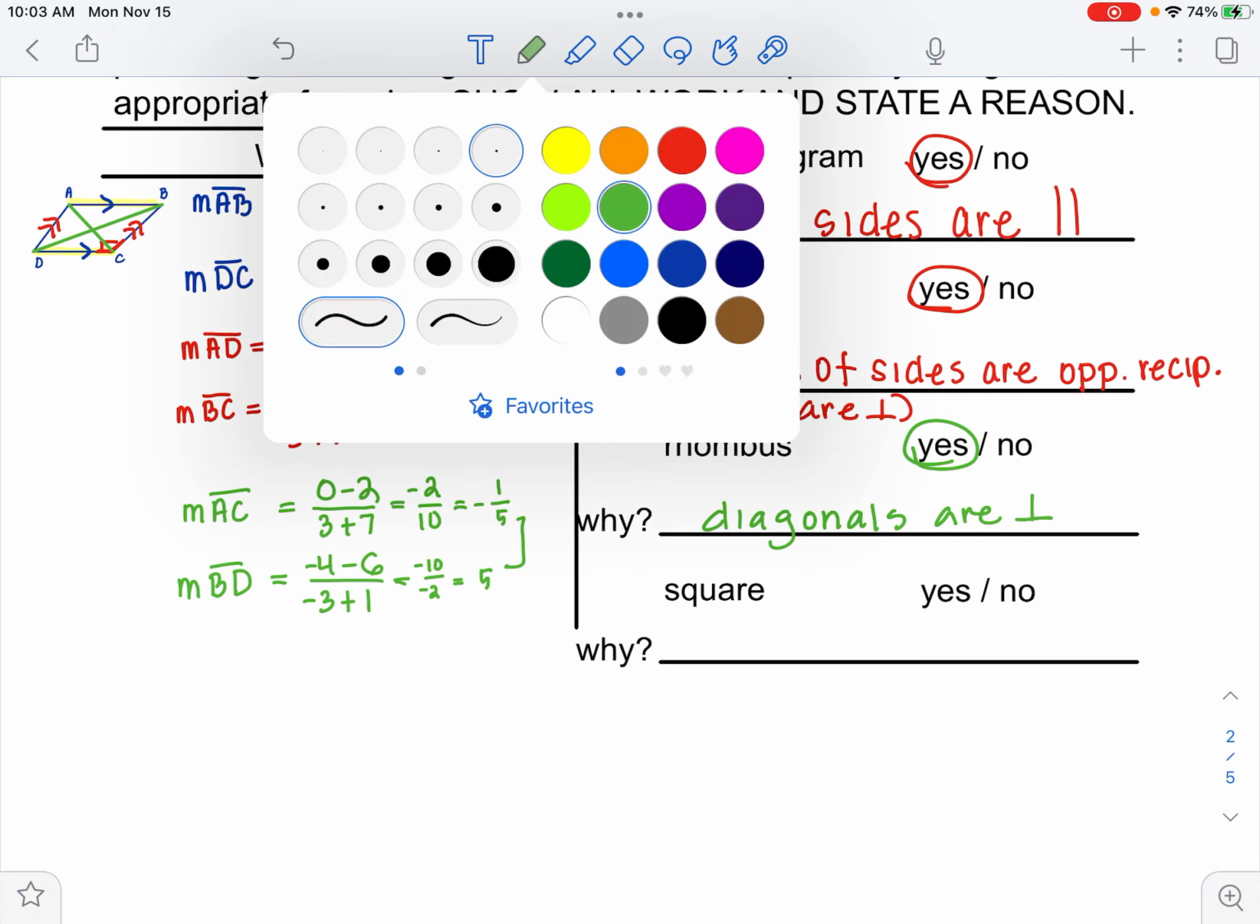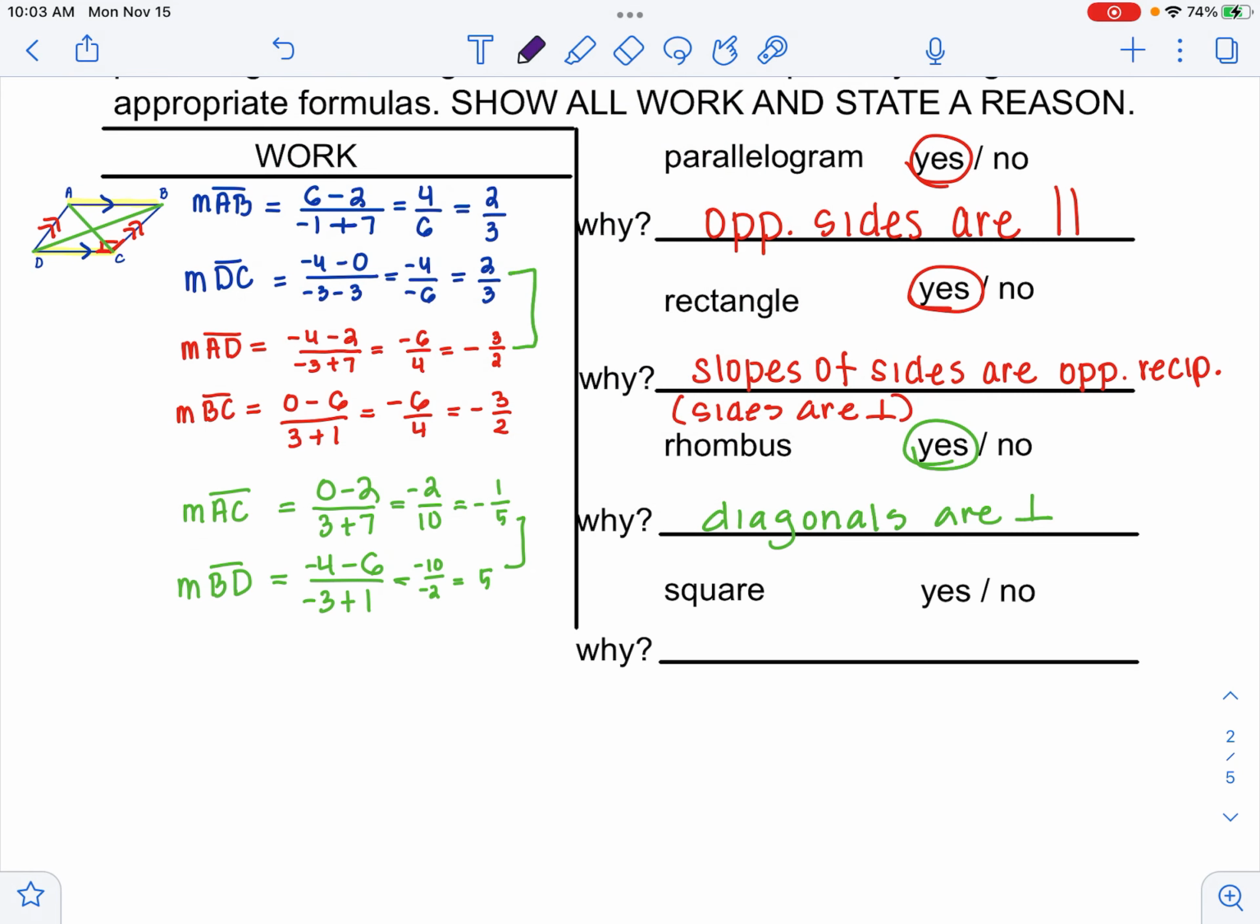All right, last but not least, I need to know if it's a square. This should never take any additional work. What you're going to do is see if it's a parallelogram, a rectangle, and a rhombus. If it's all three, then it's a square. So why is it a square? Because I'm going to say if it's a rectangle and a rhombus, then we automatically know it's a square. Okay, so that's the gist of it.